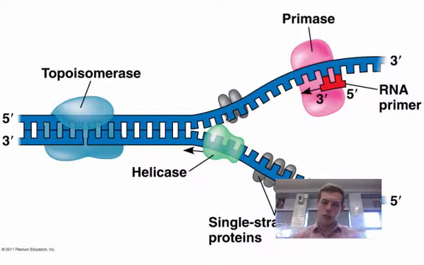Next one, this kind of looks like a zipper to me. So I think of helicase as kind of the zipper. As you're pulling down, it's going to split those strands apart. So that's what this is doing. It's moving down and splitting these strands, as you can see here.